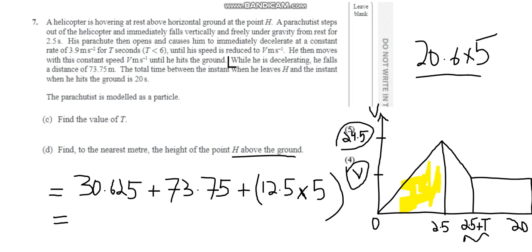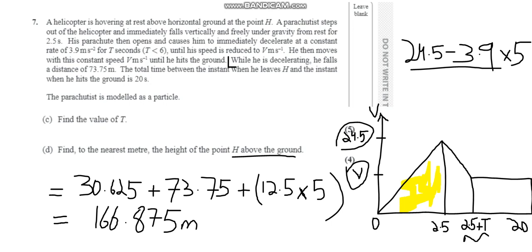So this is our full equation: 30.625, adding 73.75 to that, and then adding 12.5 into 5, and the total will be 166.875 meters. That's the final value of the height of the point H above the ground. If you want it to the nearest meter, you can just convert it to 167 meters.